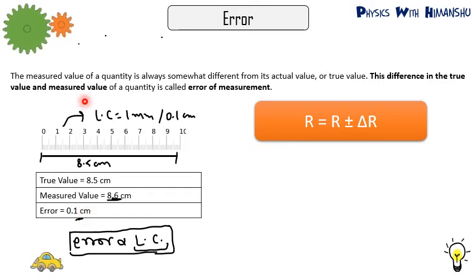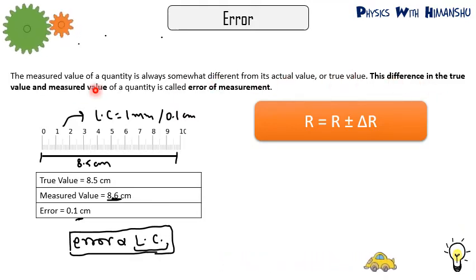So what is error? The measured value of a quantity is always somewhat different from its actual value or true value. This difference between the true value and the measured value is called the error of measurement. And remember, the more the least count, the more will be the error.